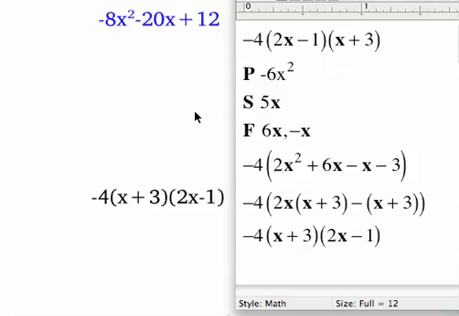So they both work. Remember the common factor. And always remember, if there's a negative term first, factor out that negative. It'll make life a little bit easier.